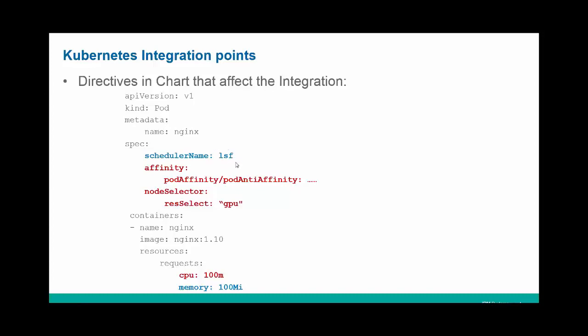So there are a few things that we need to consider for this. When we are placing the pod onto the physical resources, there are things that we need to consider, such as affinity, and that could be pod affinity or anti-affinity, and there's also node affinity and anti-affinity. There's also a notion of a node selector. The node selector is kind of analogous to the LSF concept of the resource selection string. So here we have a resource selector and we've set it to GPU.